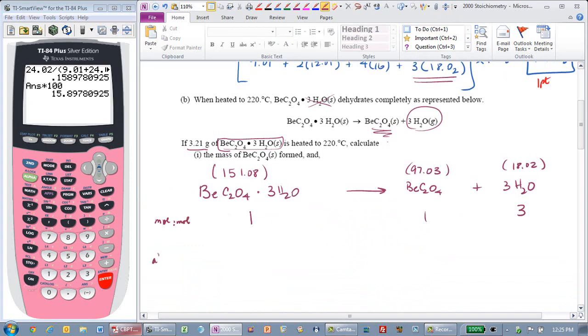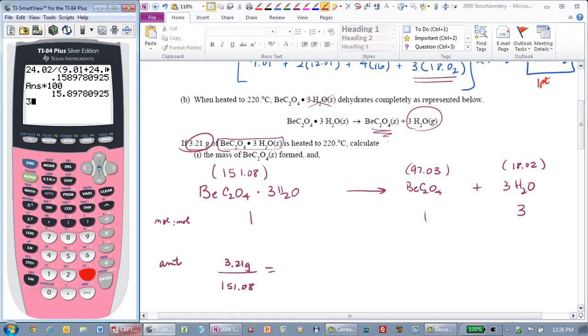And the amount that I'm going to get started with, not ATM, AMT, amount, is right here. What did they give me? They gave me 3.21 grams of the hydrate. 3.21 grams divided by 151.08, which is what we had figured out, is equal to 0.212.